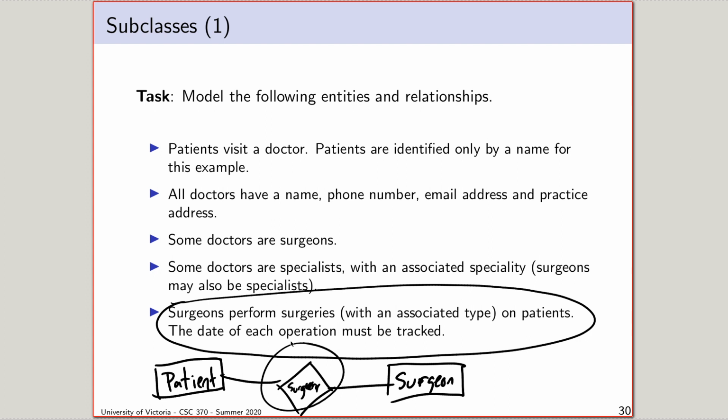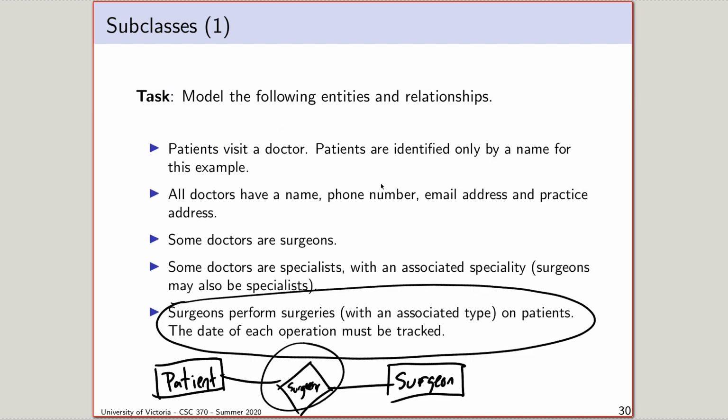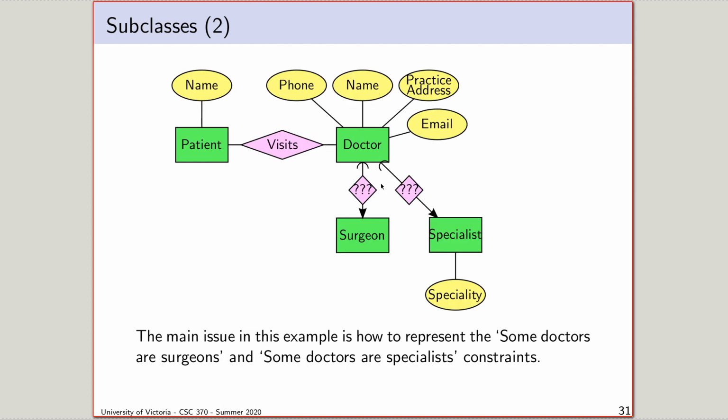Now, the first approach might be something involving cardinality constraints. And so we could look at this. We could say, well, before we worry about that surgery relationship, let's think about just the basics here. So there's the doctor, and I think that looks pretty good. The doctor has a phone number, name, practice address, and an email address. And just to be very clear about this, a doctor does not have to be a surgeon or a specialist. So we need to make sure that there is an ordinary doctor entity on the diagram. And so there is. Okay, and then a patient visits the doctor. Great. So what do we do about surgeon and specialist?